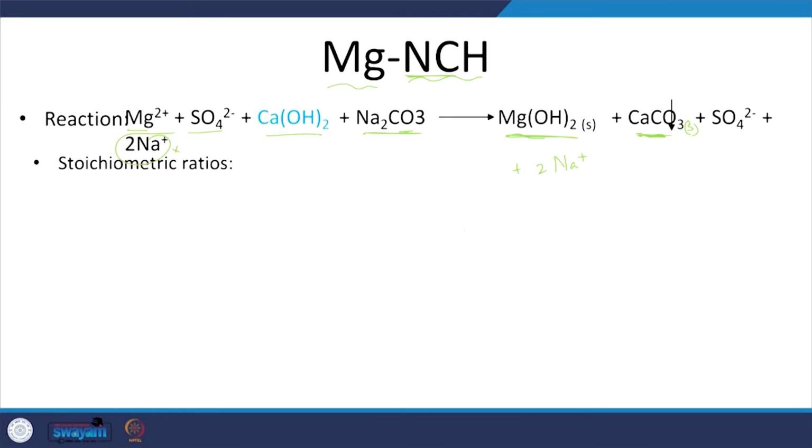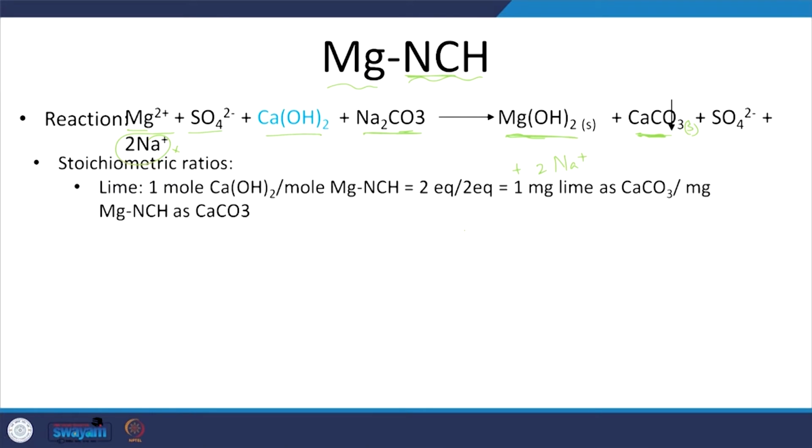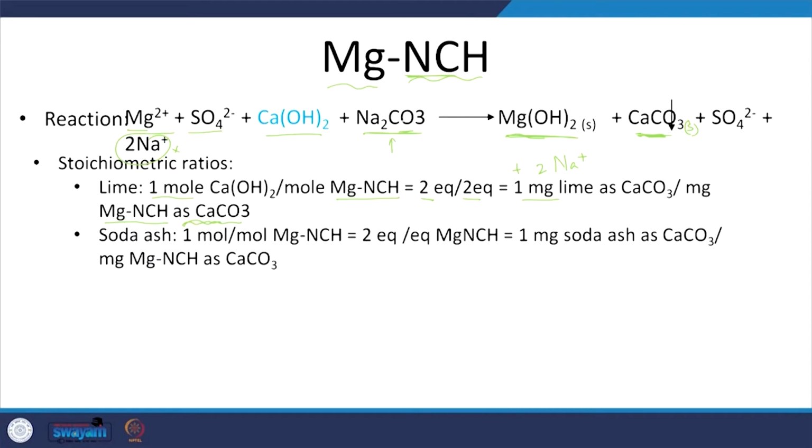So stoichiometric ratios, let's see. For 1 mole of magnesium associated with non-carbonate hardness, I need to add 1 mole of calcium hydroxide. So 2 equivalents per 2 equivalents, right? And thus 1 milligram of lime as CaCO3 per 1 milligram of magnesium non-carbonate hardness expressed as CaCO3. But what about soda ash? Yes, I am adding 1 mole of soda ash per mole of magnesium.